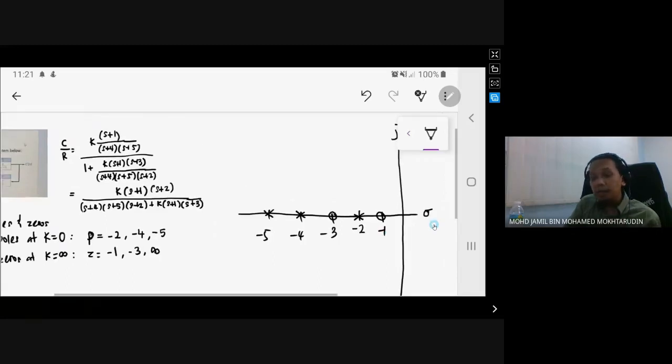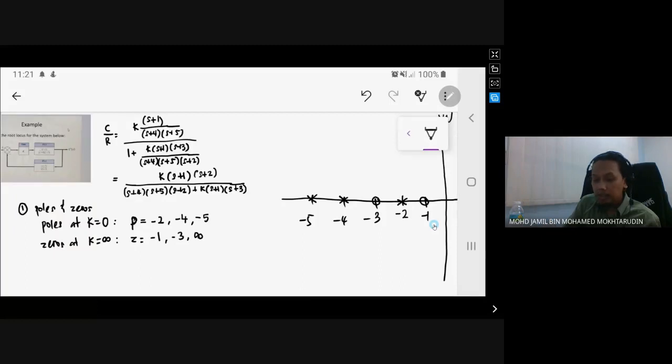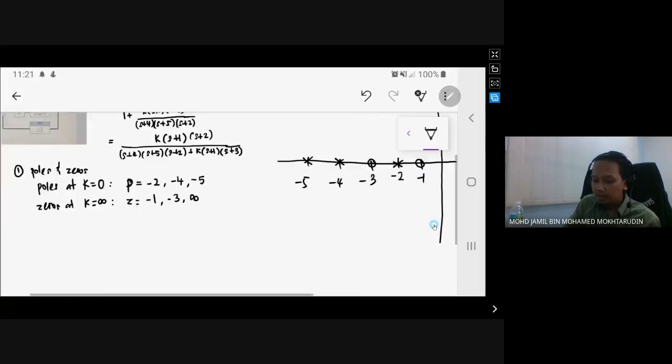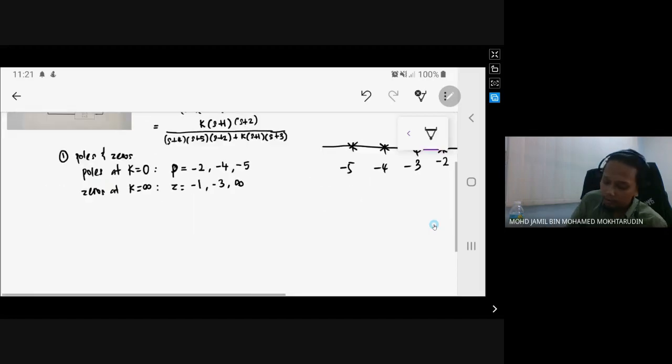Kalau macam ni dapat 2 markah, okay. Selalunya student cari poles dia tak sketch dia punya poles and zeros. So belum lukis root locus dah dapat 2 markah. Best tak? Okay, the second step is to look for asymptote, okay. So second step, asymptote.